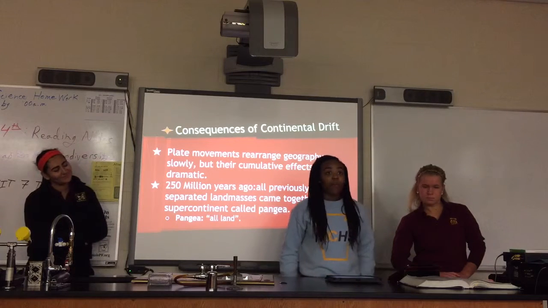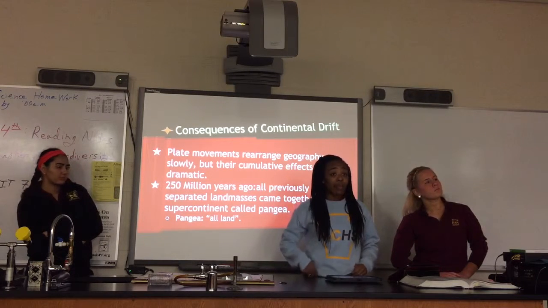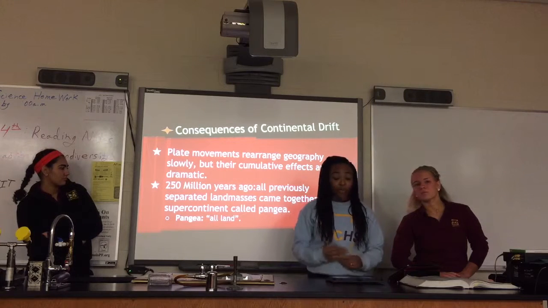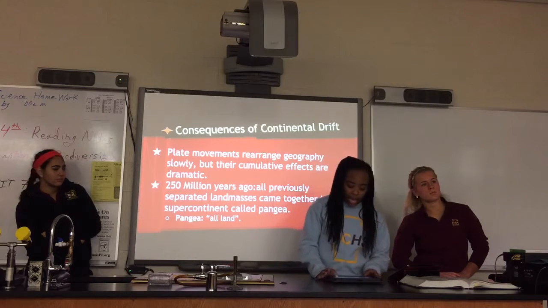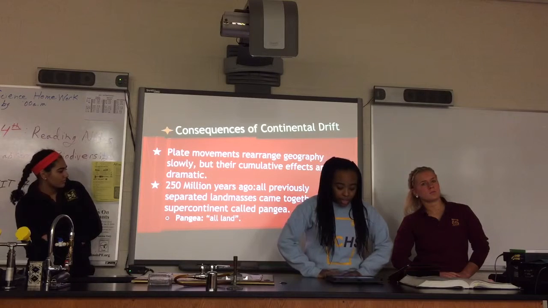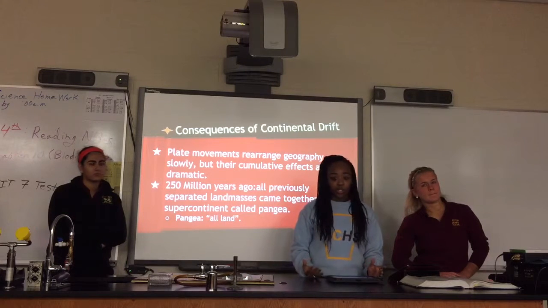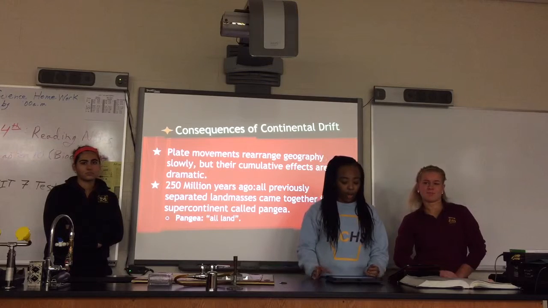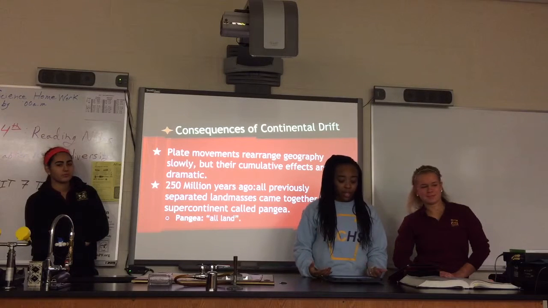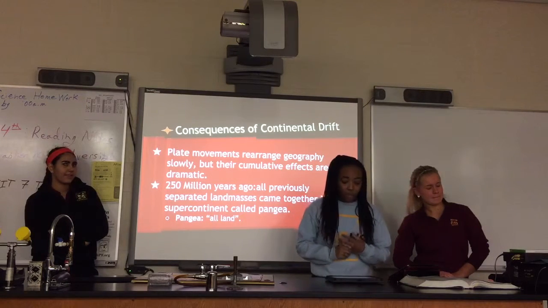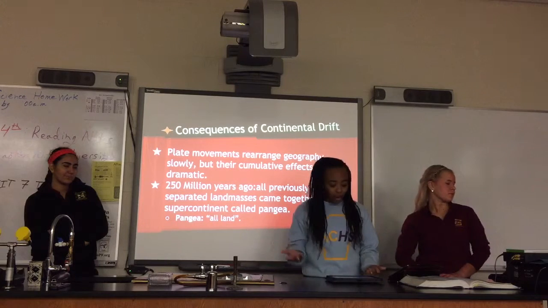Although the rearrangement of geography from continental drift happens really slowly, the effects over time are really dramatic. One reason for this is that continental drift greatly impacts the habitats of organisms that live on those continents. About 250 million years ago, plate movements brought all of the previously separated continents together to form one supercontinent, which we called Pangaea. Pangaea is Greek for all land. The formation of Pangaea had a significant impact on the physical environment of the organisms that lived there, it also had an effect on climate change, and it drove some species to extinction and also provided opportunity for groups of organisms that survived to thrive in new environments.